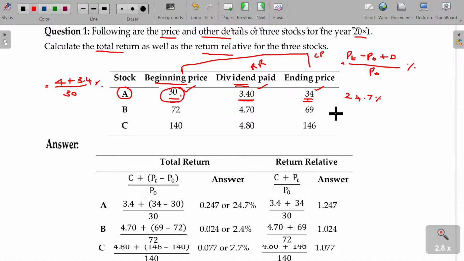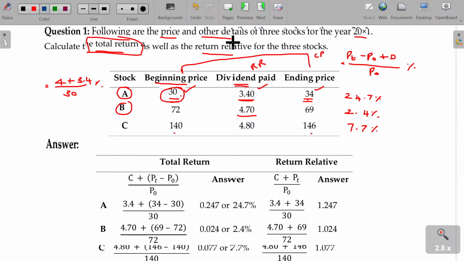Very simple. Logically, you can understand. Similarly, for the B, 72 becomes 69, so you lose 3 rupees. 4 rupees 70 paise is the dividend revenue. Revenue return 4.7, capital loss 3 rupees, 1.7 is your return for 72. Then the ultimate value being 2.4%. Am I right? Then 140 becomes 146, 6 rupees gain and another 4 rupees 80 paise. 10 rupees 80 paise is the gain for 140. Then what's the final value? 7.7 percentage. This is called total return.